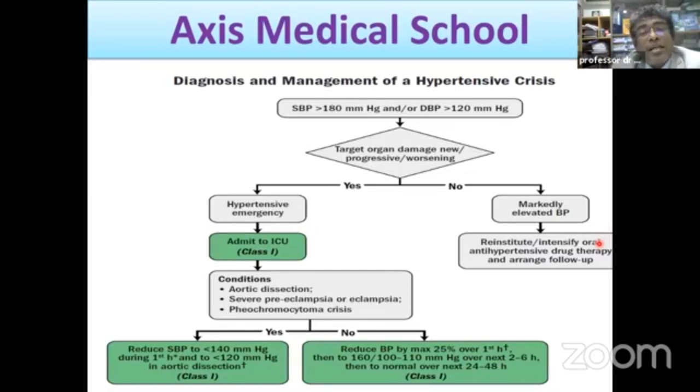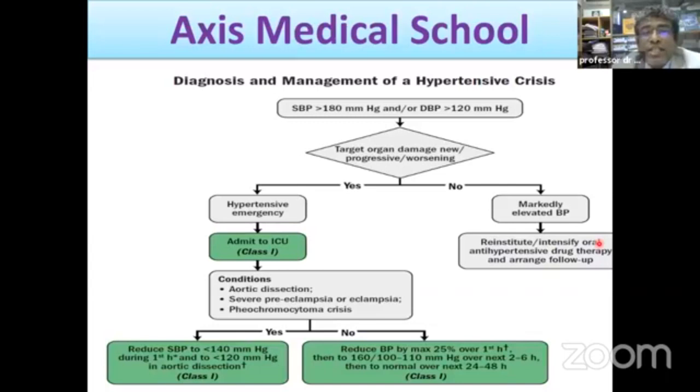That is the important point here. If the patient has a hypertensive emergency along with critical conditions like aortic dissection, eclampsia or preeclampsia, or if the patient has a pheochromocytoma crisis, in those cases the patient's blood pressure should be lowered immediately, as much as possible. But in cases without aortic dissection, eclampsia or pheochromocytoma crisis, we may lower the blood pressure a little more slowly.